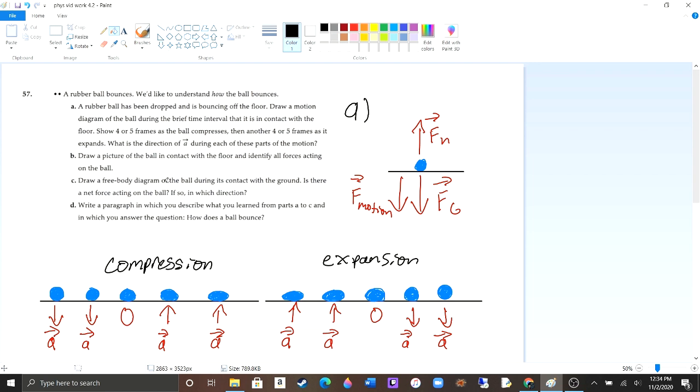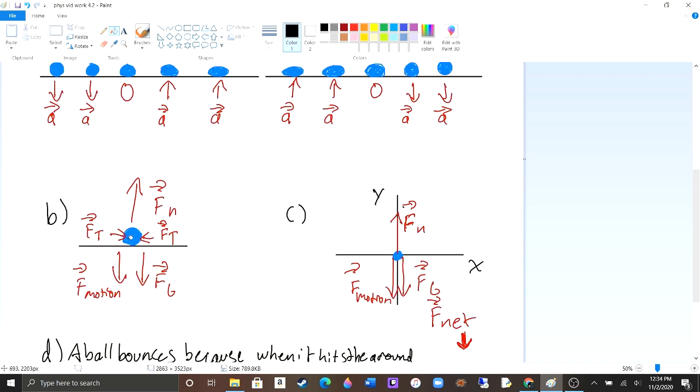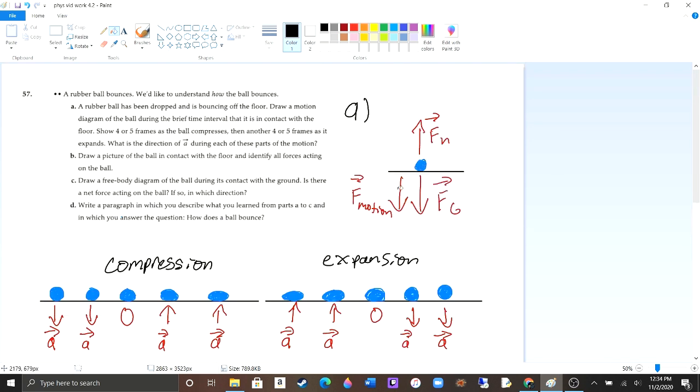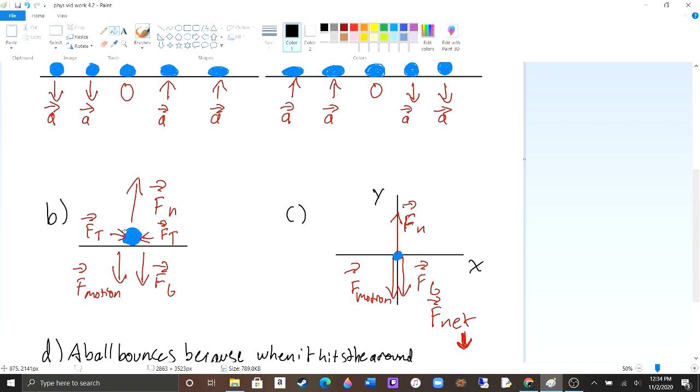So for part B, we have to draw a picture with the ball in contact with the floor and identify all forces acting on the ball. So when it hits the ground, just like in part A, we have our inertia, gravity, and our normal force. And as the ball flattens out, it wants to stay the same shape. So as it flattens out, on the sides, there's a tension force or an elastic force that is trying to reshape the ball back into a sphere. So that is what turns it back into a sphere and causes it to go back up, and we'll look at that again in part D.